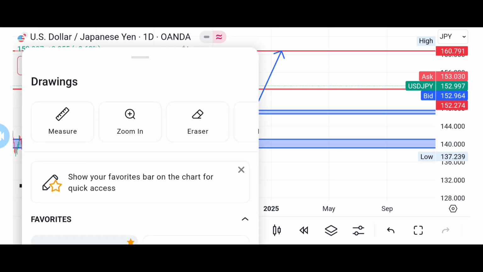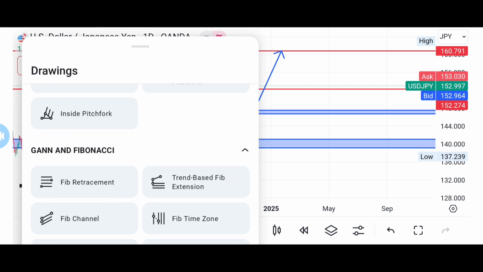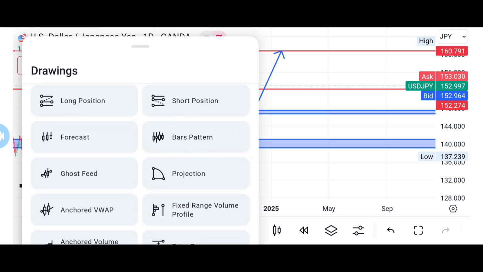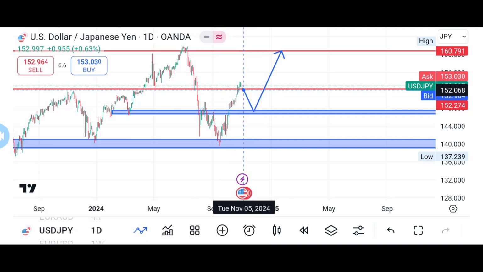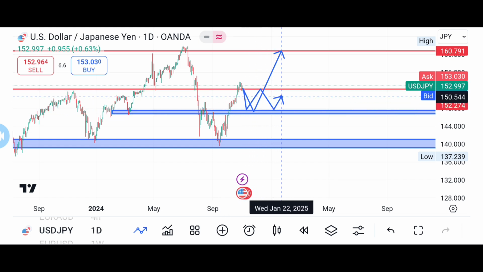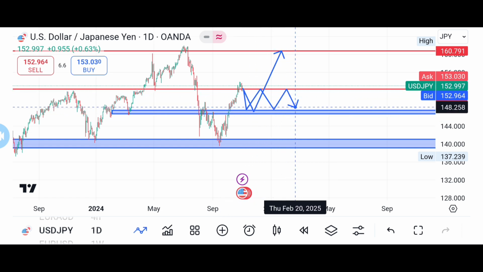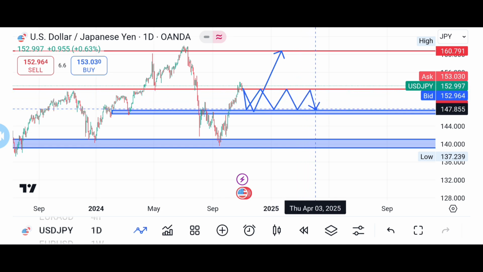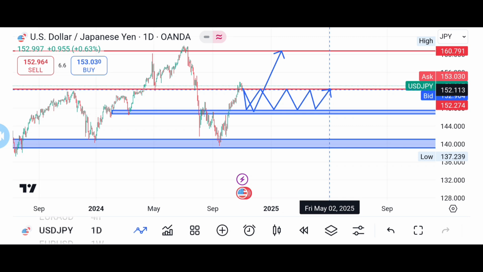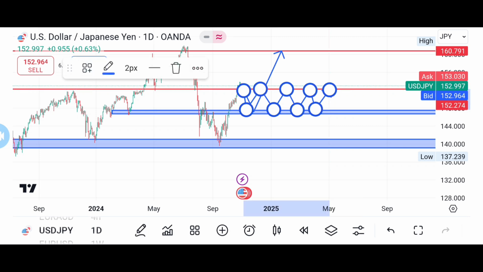And then another scenario is the market might decide to form a ranging market structure here. If it does that, we are not going to trade. We are only going to sell from this zone up to here. Then we are not going to trade this pair again, because as I told you, in a ranging market structure it's very hard for a swing trader to trade this market.